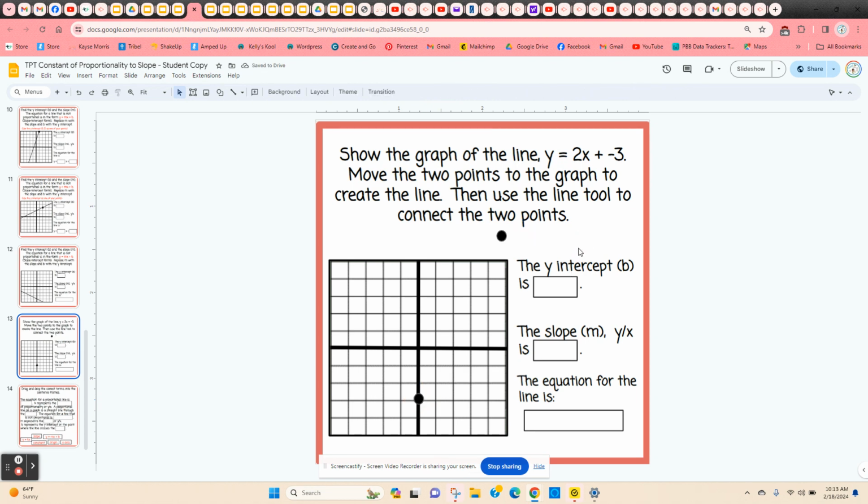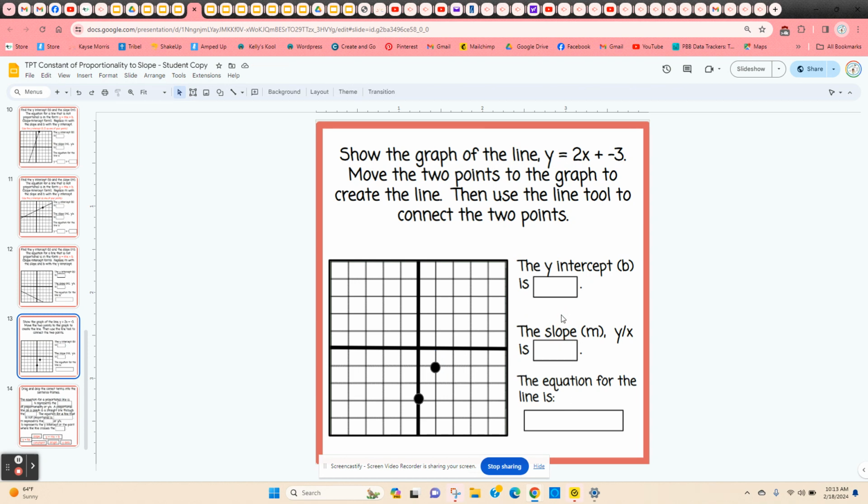And then to find the other point, they're going to look at the slope, which is 2. So they're going to rise 2 to the right 1, and their second point would go right here. 2 over 1. So they're going to type the y-intercept, the slope, and the equation for the line.